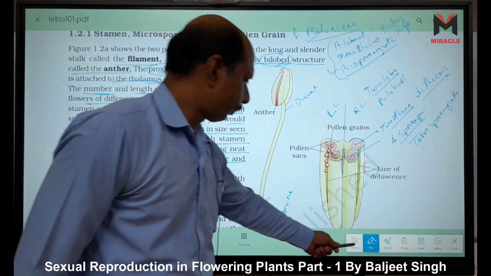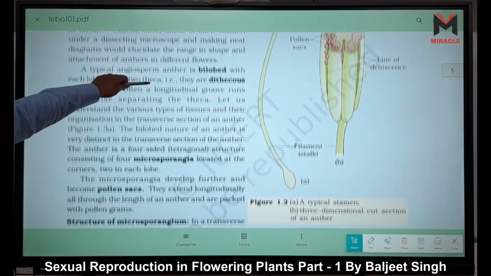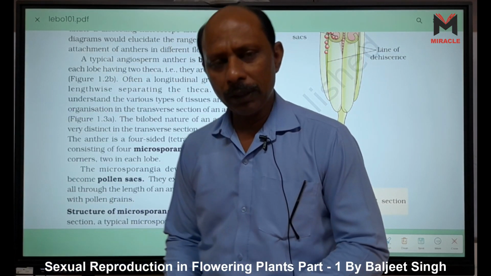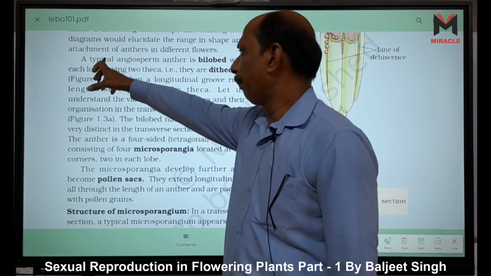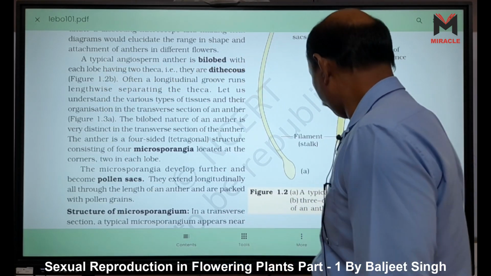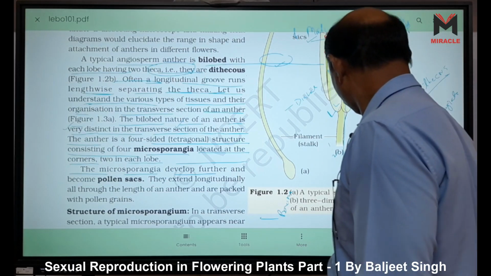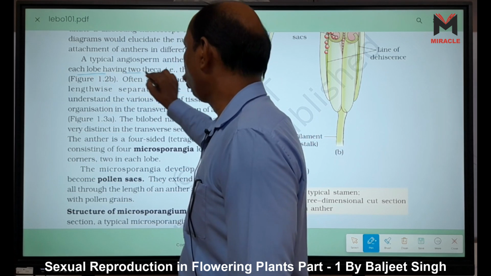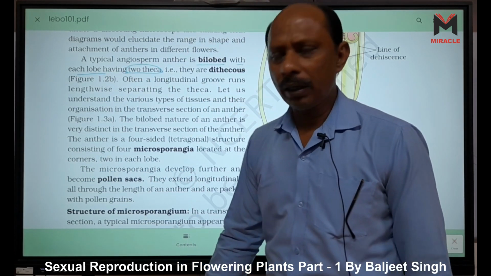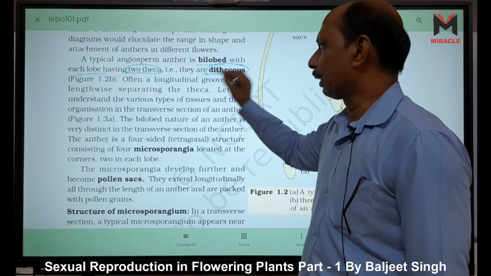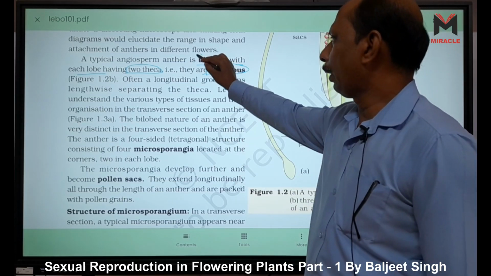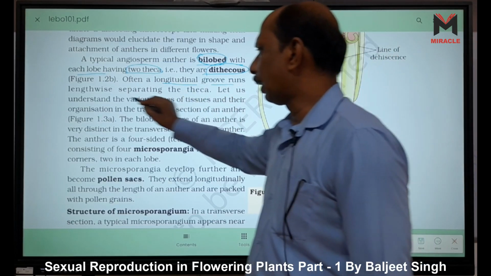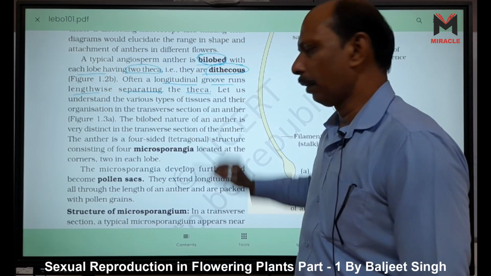Okay, now here come to the NCERT. A typical angiosperm anther is bilobed. Typical angiosperm anther means mostly they are found, that is called typical. Typical angiosperm anther is bilobed, with each lobe having two theca. Two theca means what? Called as dithecous, right? Bilobed, dithecous. Often a longitudinal groove runs lengthwise, separating the theca.